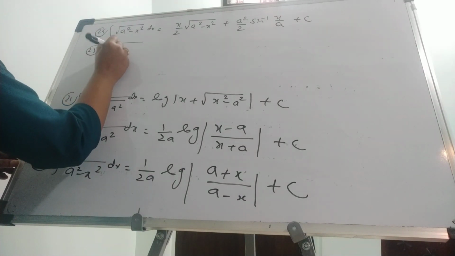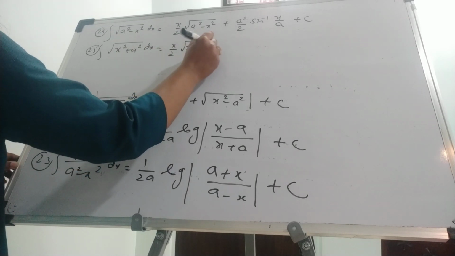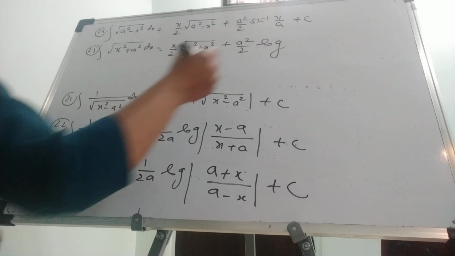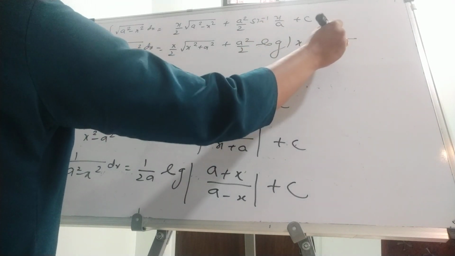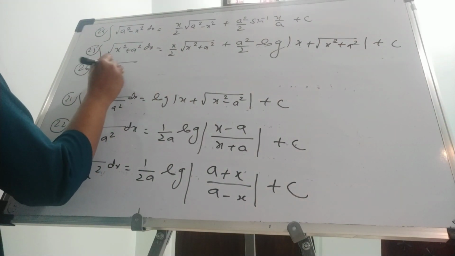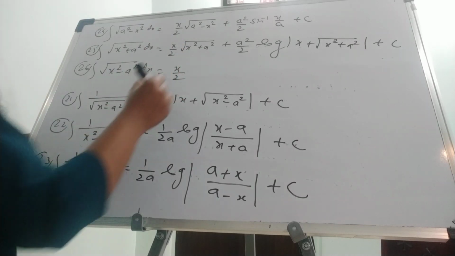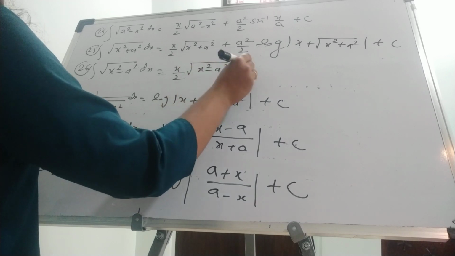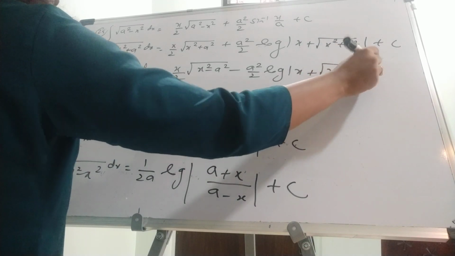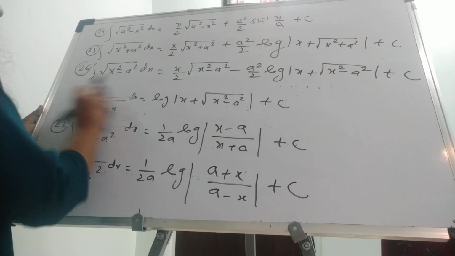Then root of x square plus a square, again x by 2 into root as it is, plus a square by 2 times log of x plus root as it is. Next is root of x square minus a square. Integration form is x by 2 into root as it is minus a square by 2 times log of x plus root as it is. Okay. There are some more formulas.